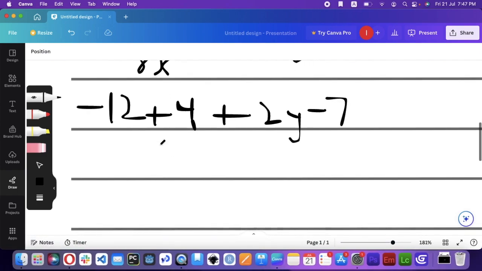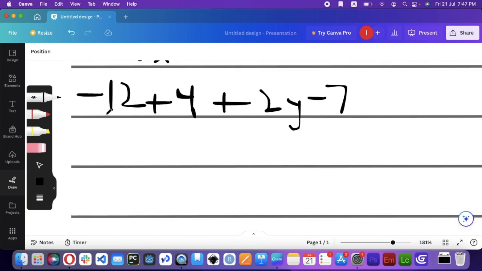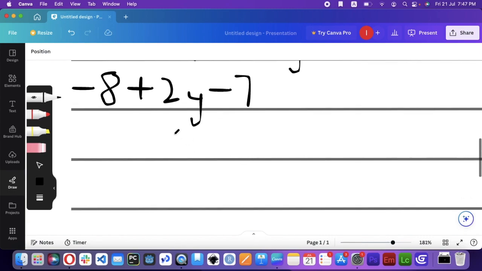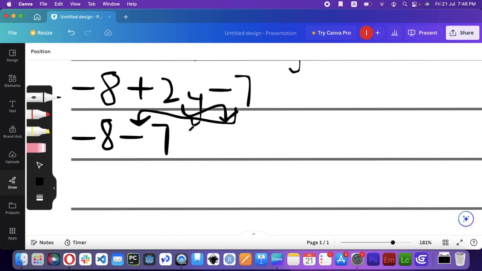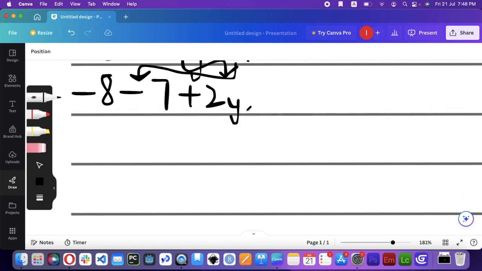Now let's switch things around so that we can do the math. Negative 12 is still going to be here. Negative 12 plus 4 is negative 8. Negative 8 plus 2y minus 7. Lastly, we're going to have to move the 7. Negative 8 minus 7, and 2y is going to go here, plus 2y. So negative 8 minus 7 should be negative 15 plus 2y.